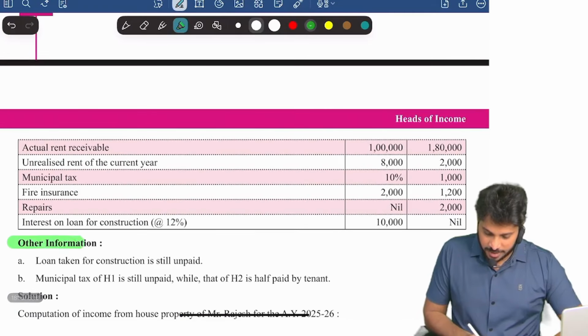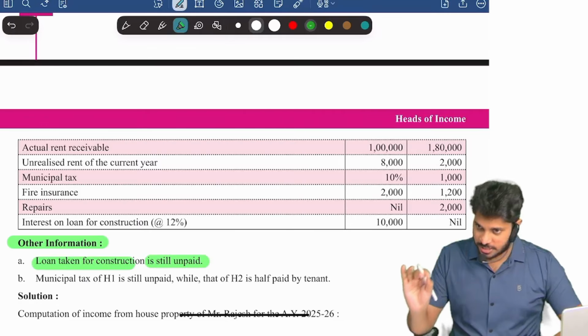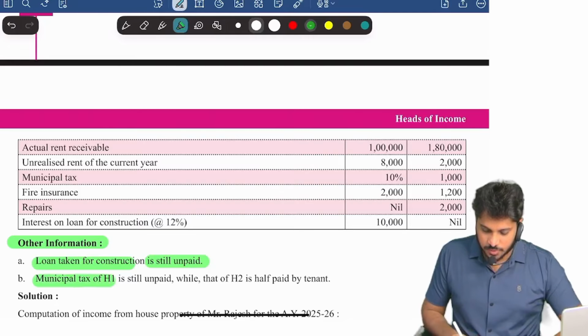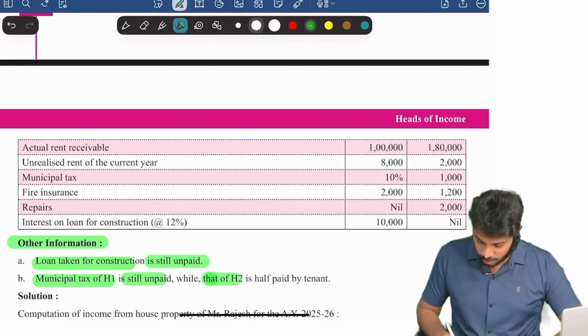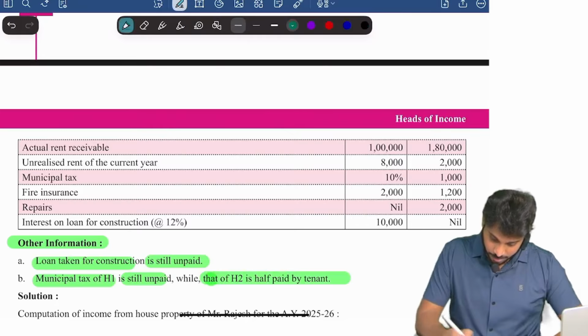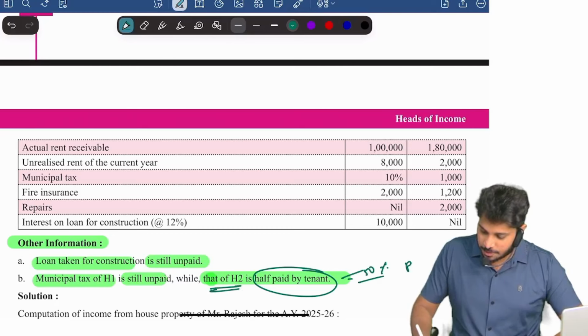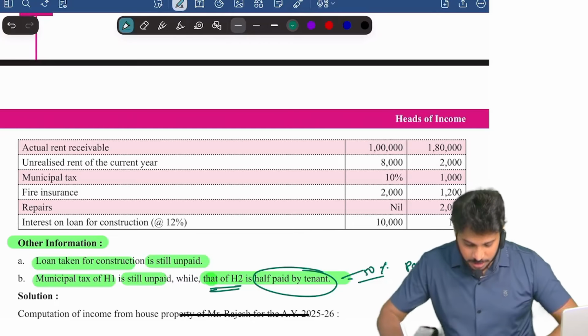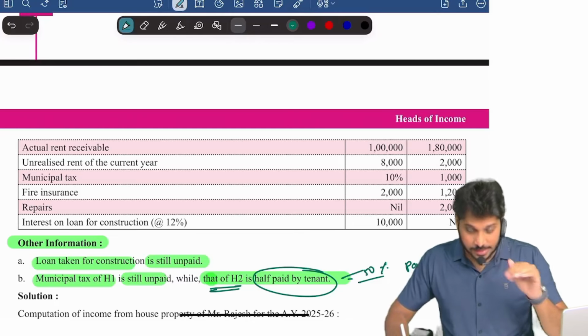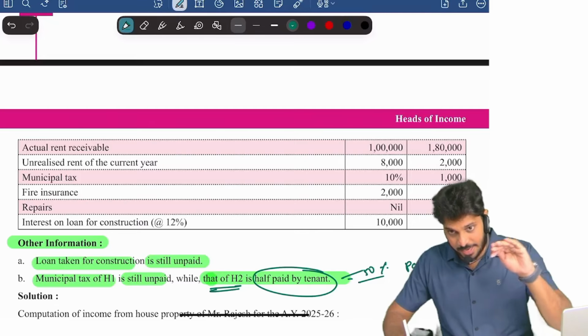If you see the other information, the loan taken for construction is still unpaid, which means the loan is fully outstanding. Last point, municipal taxes for house 1 are still not paid, while house 2 is half paid by tenant. That of house 2 means the remaining 50% is paid by owner.